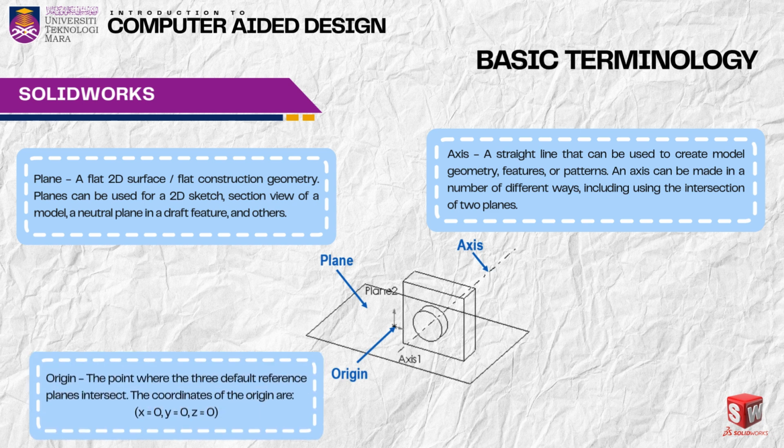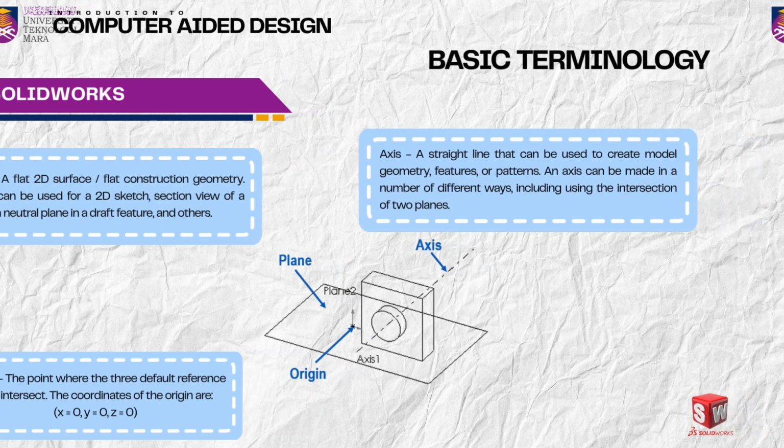Next, we have origin. The origin is the fundamental starting point in your 3D modeling space. It's the precise point where the three default reference planes, which are front, top, and right planes, intersect. Its coordinates are x equals 0, y equals 0, and z equals 0. It serves as an anchor for your design and is often used as a reference point for dimensions.